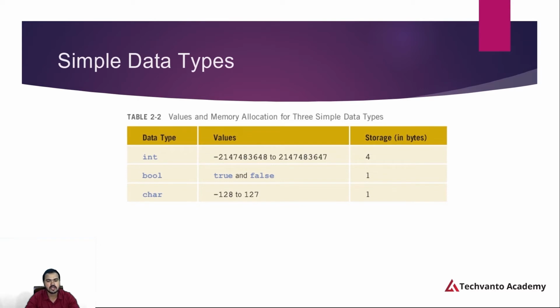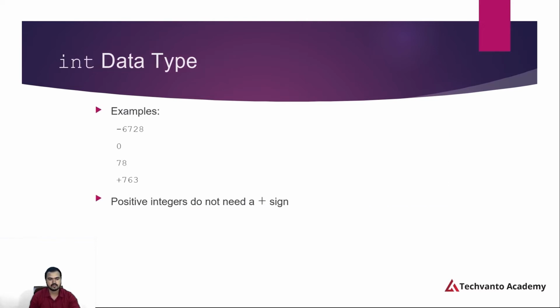The integer will store 4 bytes in memory. For boolean, there is true and false. I hope you know they are logical values. True is considered a 1 and false is considered a 0. These will store 1 byte in the memory allocation of the computer. And a character will also store 1 byte.